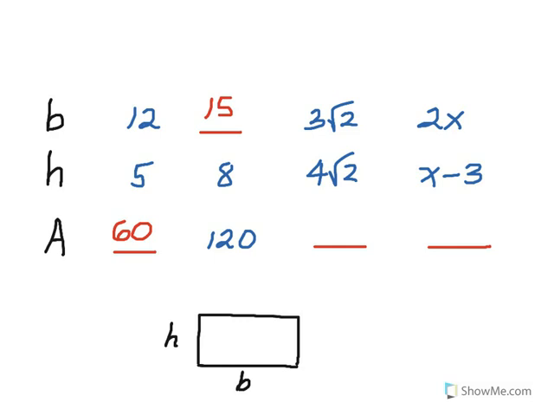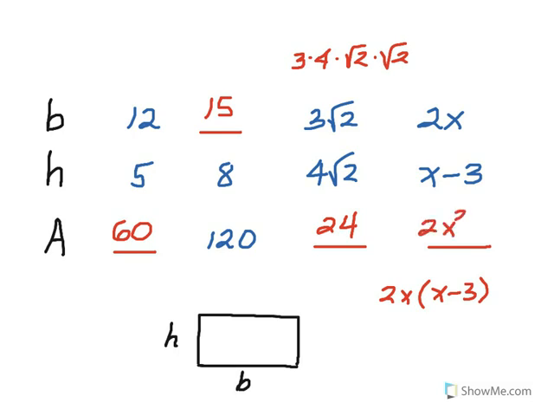If I have a base of 3 root 2 and a height of 4 root 2, I multiply together 3 root 2 times 4 root 2, which is 3 times 4 times root 2 times root 2. So 3 times 4 times 2, which is 24. And if I have a base of 2x and a height of x minus 3, I multiply those dimensions together, and I get an area of 2x squared minus 6x.